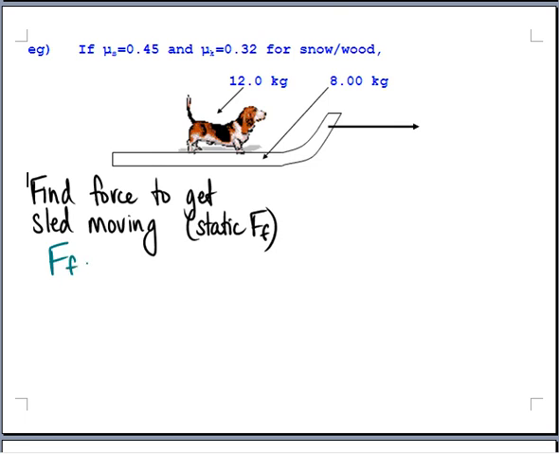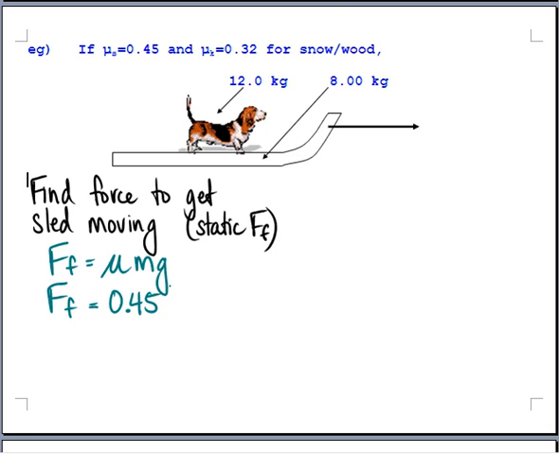So we know, I'm going to go with that working definition of the equation, that the force of friction is equal to the coefficient of friction times the normal force. But the normal force, we cheat and we use m times g. And here we're pulling not only the dog and not only the sled, but the two of the things together. So the force of friction in this case is going to be, we're going to use the static coefficient of friction because nothing's moving yet.